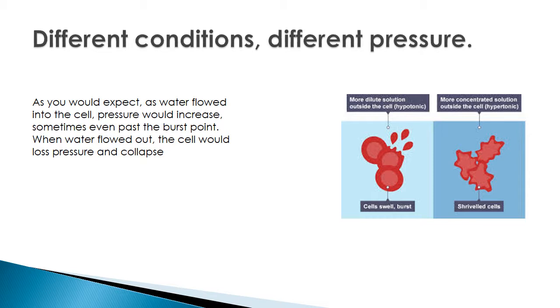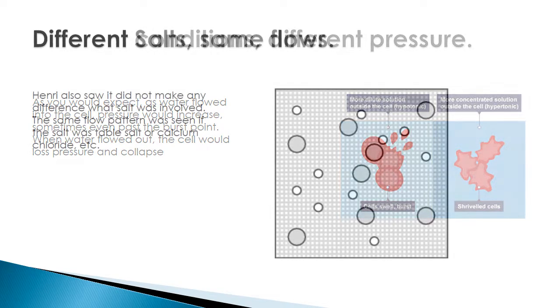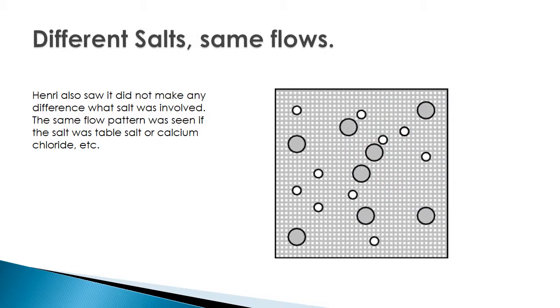As you would expect, as water flowed into the cell, pressure would increase, sometimes even past the burst point. When the water flowed out, the cell would lose pressure and collapse. Henri noted that it did not make any difference what salt was involved. The same flow pattern was seen if the salt was table salt or calcium chloride or whatever.